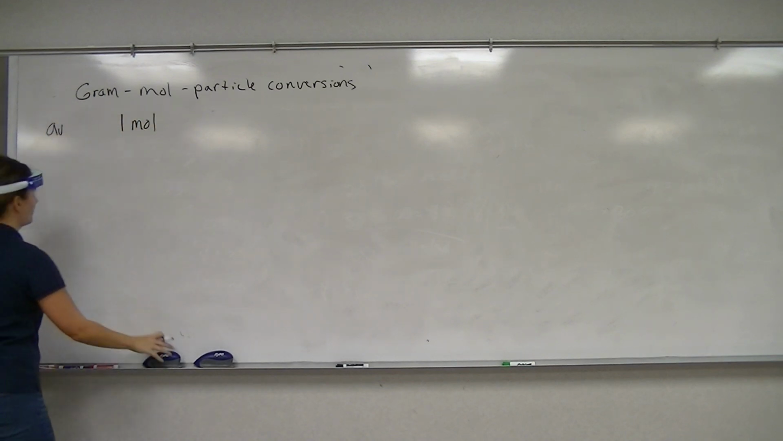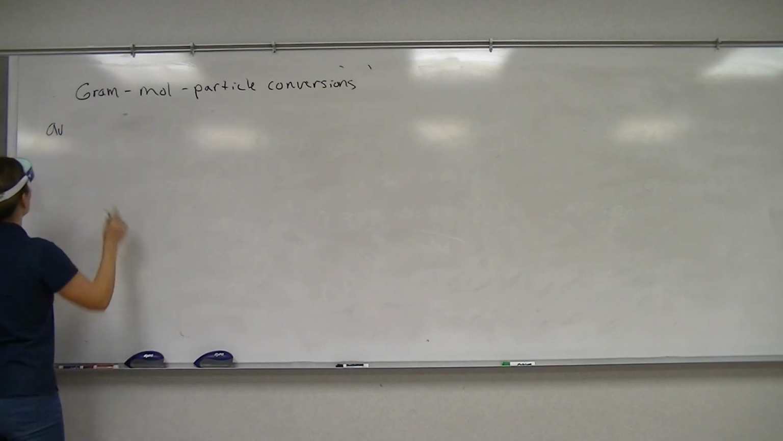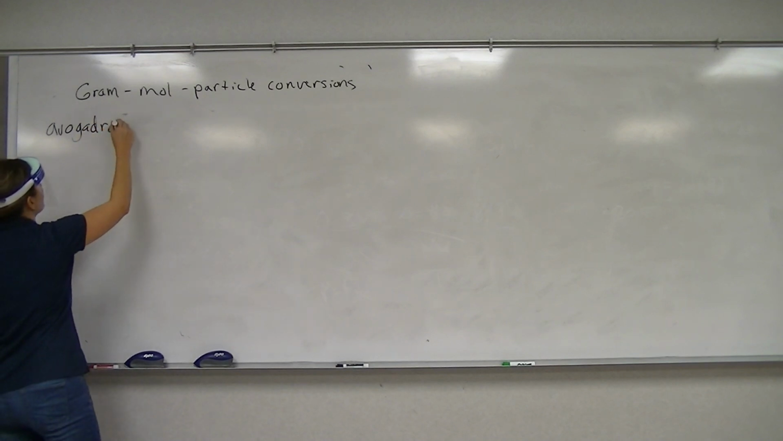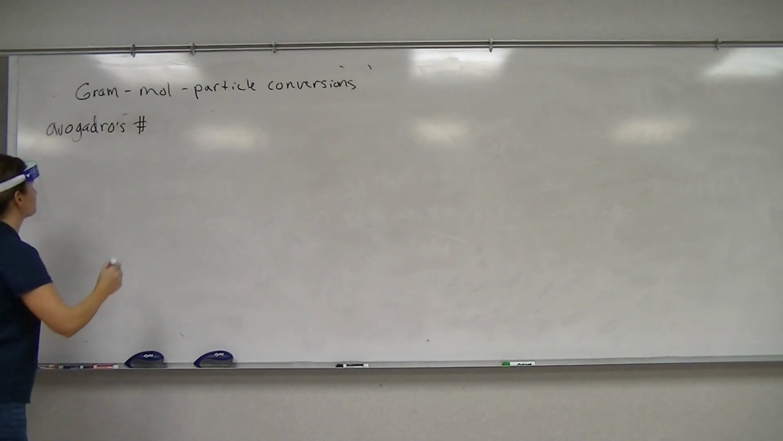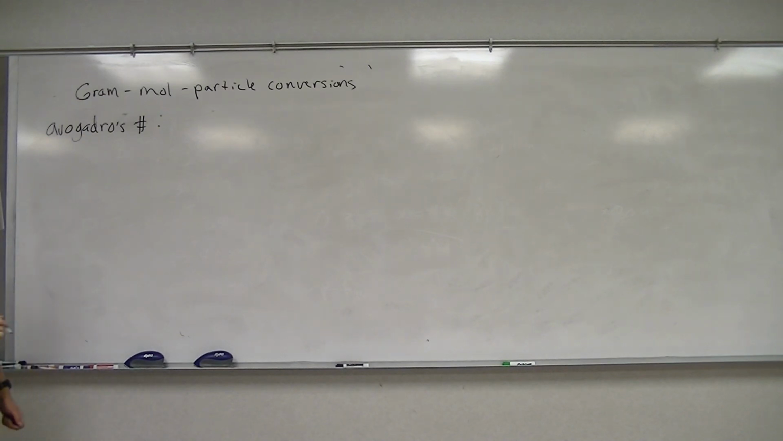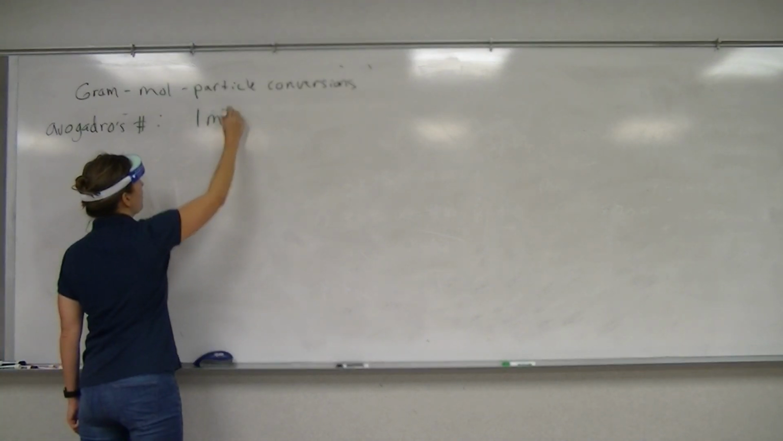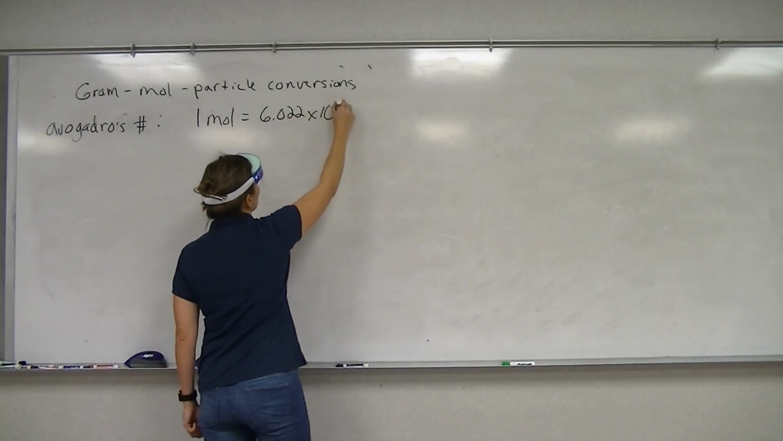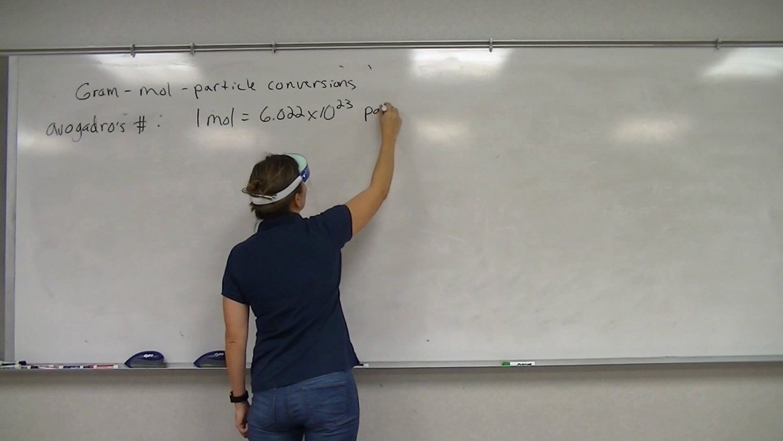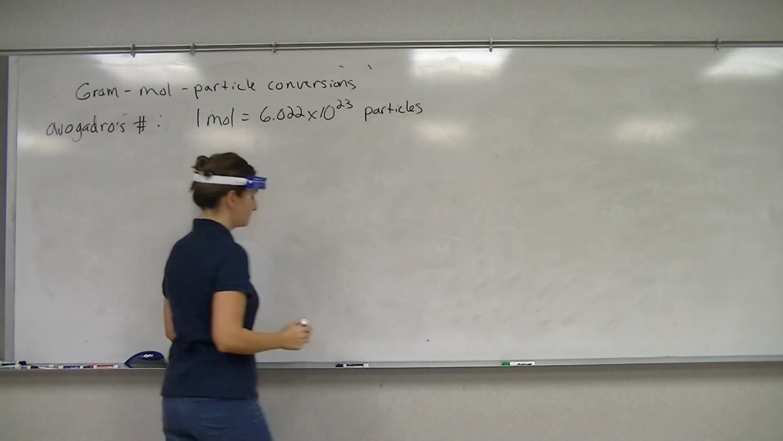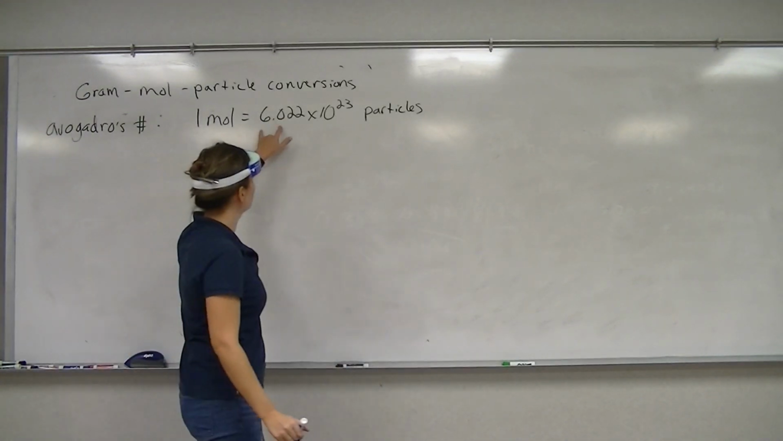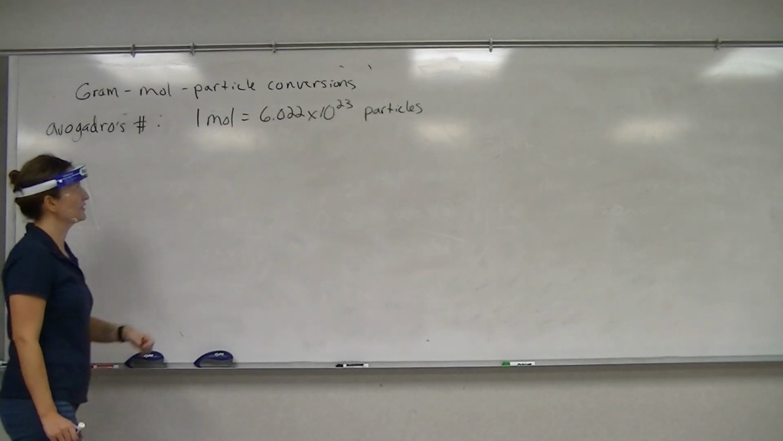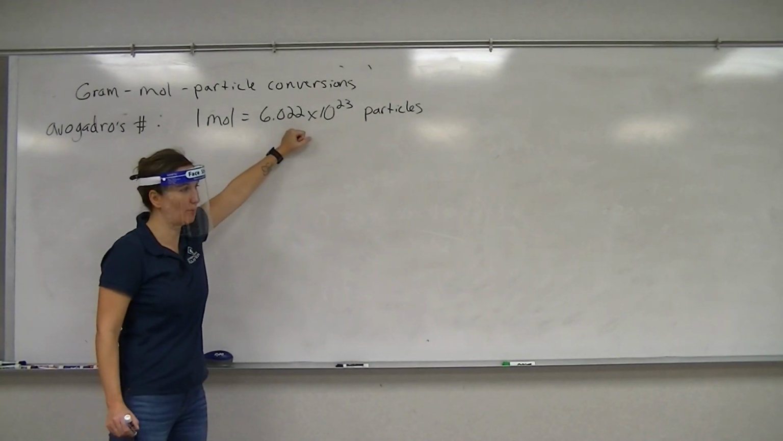Let me write Avogadro's number here. Avogadro, I'm not spelling his name wrong. Number. So Avogadro's number defines a mole because it says that 1 mole is equal to 6.022 times 10 to the 23rd particles. Notice, 6.022 times 10 to the 23rd, that's a positive exponent. So what that means is this is a ridiculously huge number.